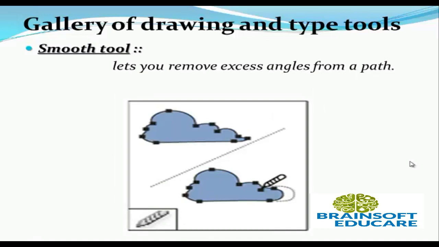Second, the smooth tool. It is used to remove excess angles from a path. This is the example of the smooth tool, where we can remove angles from a path.